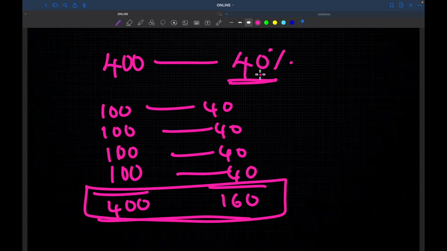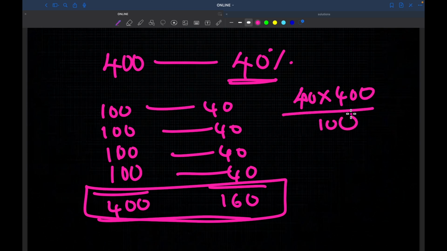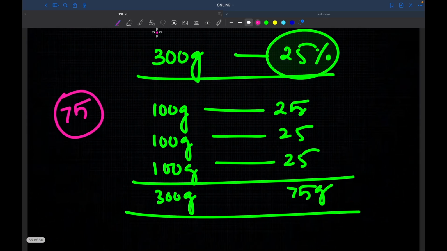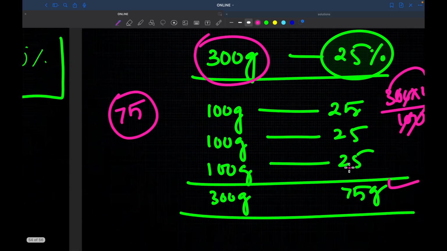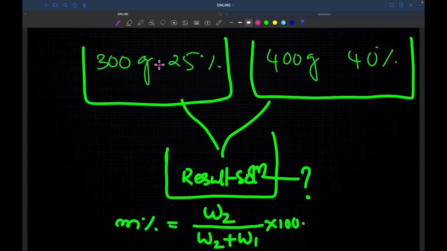You can also multiply. 40% of 400 grams is how much? So 40 into 400 by 100. The zeros get cancelled, and you end up with 160 grams. But you should understand the meaning of it. Here also, 300 into 25, 300 multiplied by 25 by 100. The zeros get cancelled, 25 threes are 75. Now we have got it. So in 300 grams the total solute is 75 grams. Here the total solute is how many grams? 160 grams.